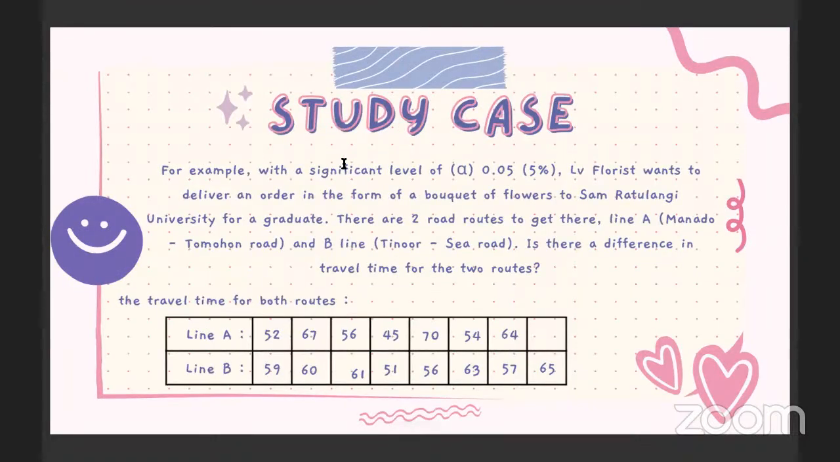The case study, for example, with a significance level of alpha 0.05: LV Florist wants to deliver an order in the form of a bucket of flowers to Ratulangi University for a graduate. There are two routes to get there, line A, Manado Tomohon Road, and line B, Tinoor Sea Road. Is there a difference in travel time for the two routes? The travel time for line A is 52, 67, and so on. Line B, 59, 60, and so on.